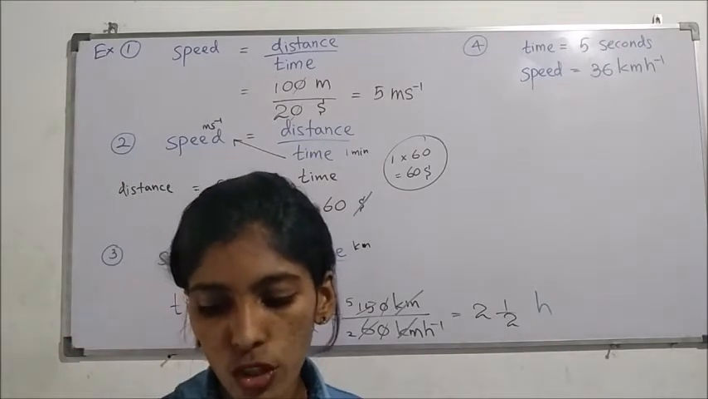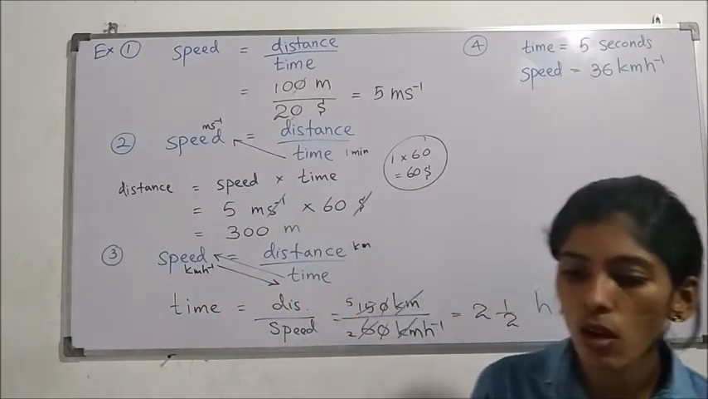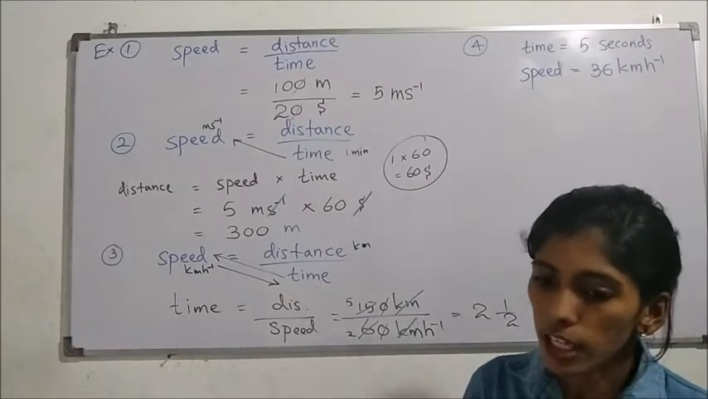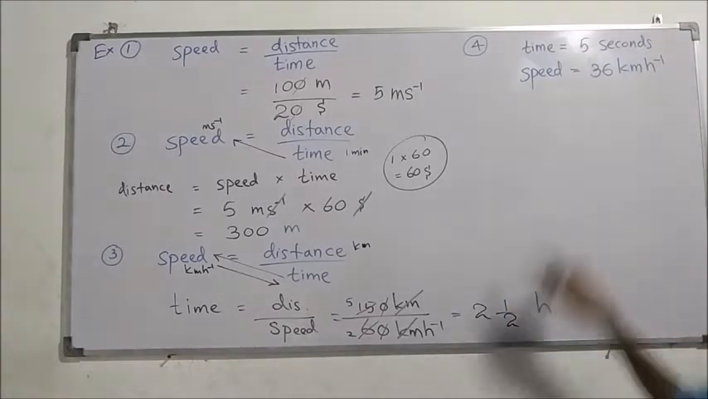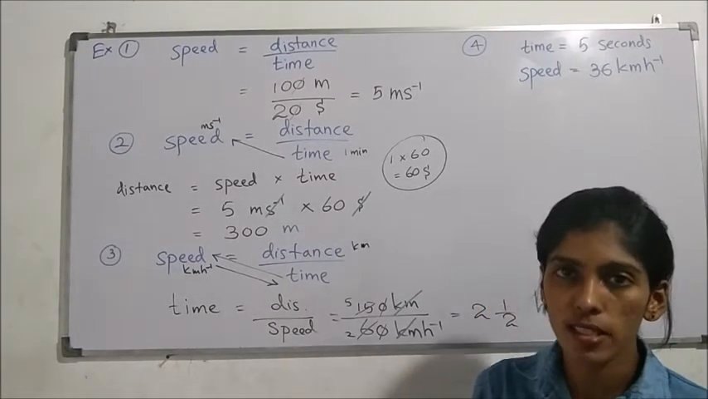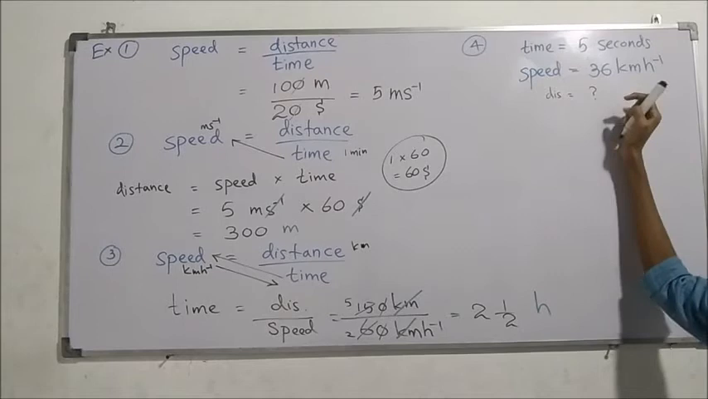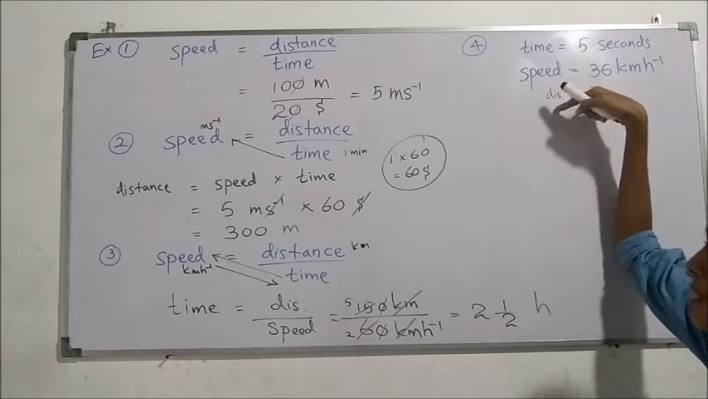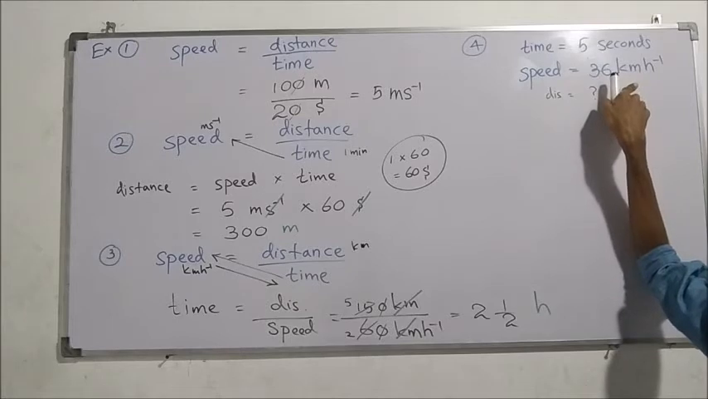Next, our fourth question. How far does a motorcycle travel along a main road in 5 seconds? Time is given in seconds. If its speedometer displays a constant speed of 36 kilometers per hour, what do we need to find? How far means the distance should be found, right? Distance should be found. There is a problem here. What is that? The time is given in seconds and we need to find the distance in meters. But here the speed is given in kilometers per hour.